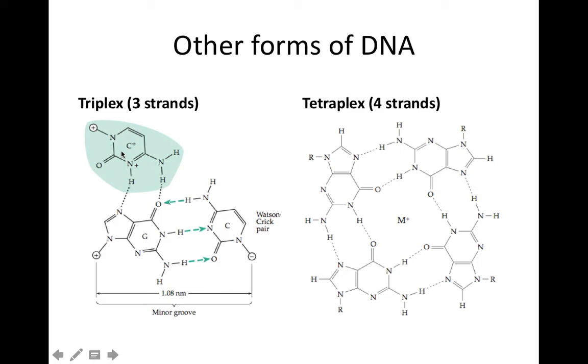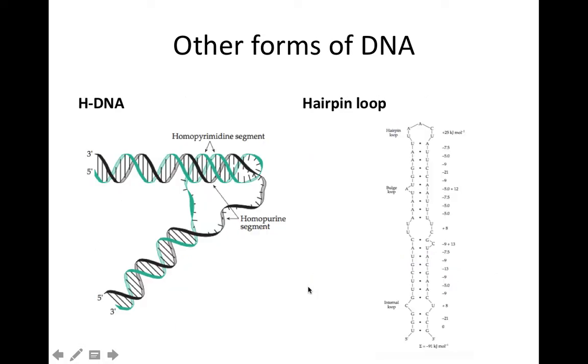And then you can also have a tetraplex wherein 4 DNA strands are interacting with each other via their nitrogenous bases. So basically, what this is just showing is that we don't have to confine ourselves to just 2 strands of DNA, although that is the most common and predominant form of DNA in nature. But the point of this slide is just to show you that other forms also exist.